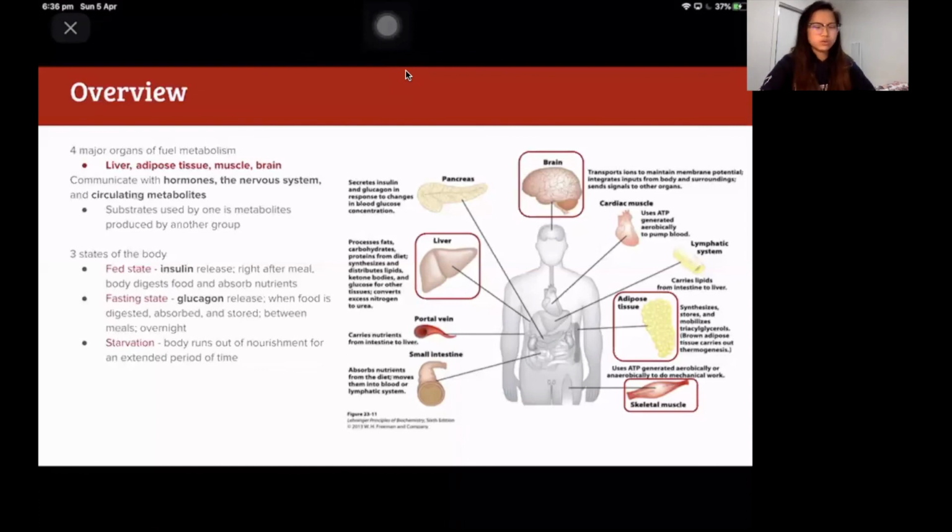And the fasting state is between meals, when the food is mostly digested, absorbed, and already stored. So this is like overnight when you're sleeping. And this is associated with glucagon release by the pancreas. And once again, it's a signaling molecule to tell all these different organs what to do. And it's kind of like the opposite of insulin. And lastly is starvation. So this is beyond the fasting state. It's when your body is running out of energy sources after a long period of time.